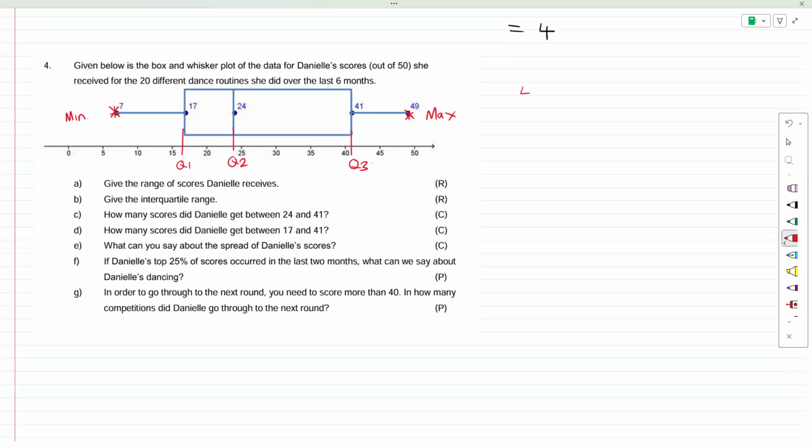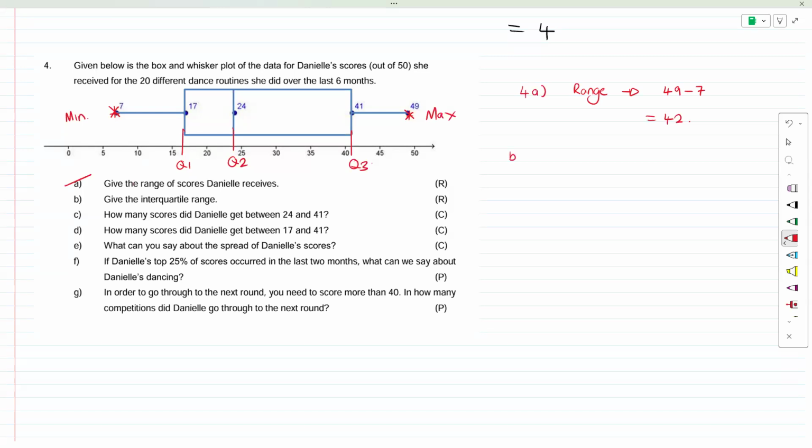So that's what a box and whisker diagram is. And you and I can answer this very easily. Give the range of the scores that this person receives. So given below is a box and whisker plot for this person's score out of 50. She received 20 different dance routines that she did over the last 6 months. Of course, the range is 49 minus 7, which equals 42.